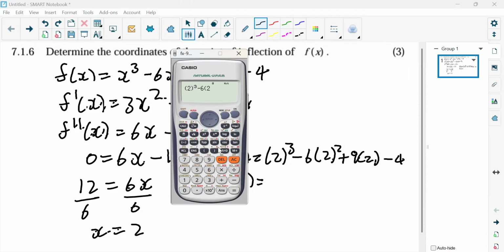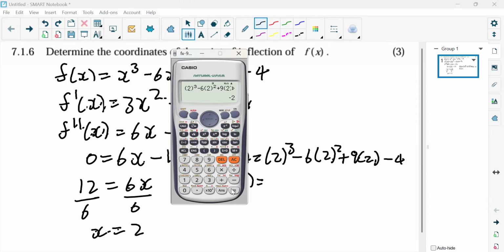So what do we have? We have 8 minus 24 plus 18 minus 4. 8 plus 18 is 26, minus 4, then we get 22.